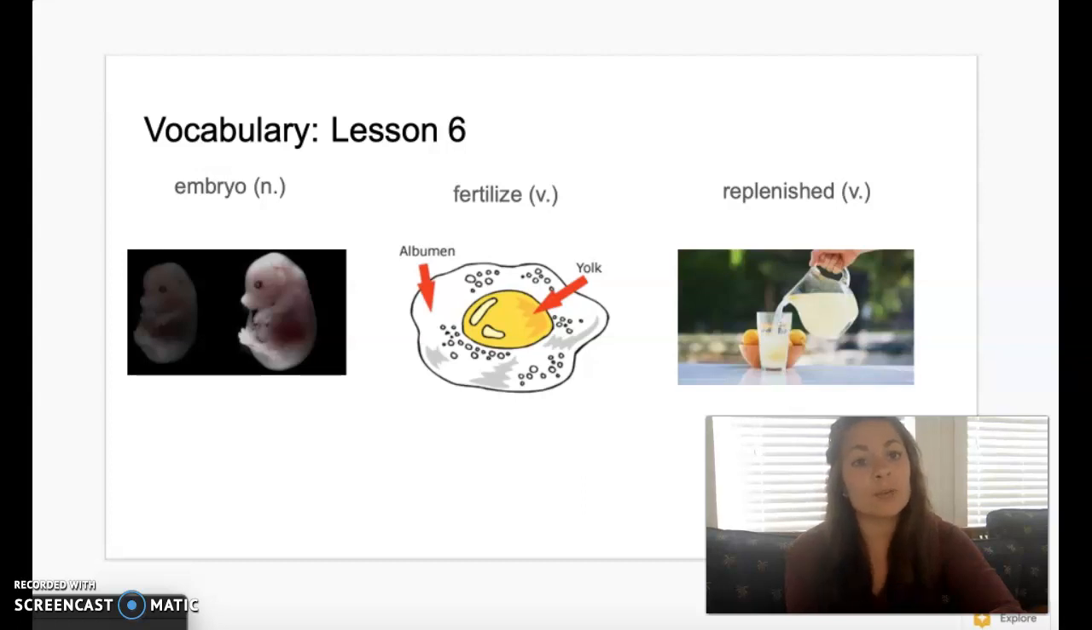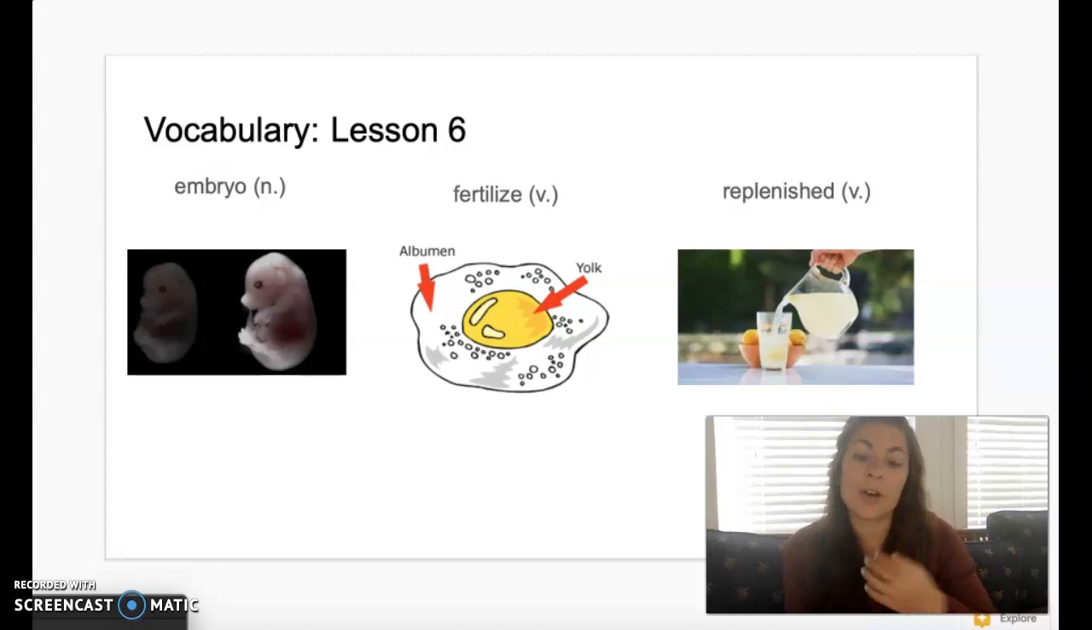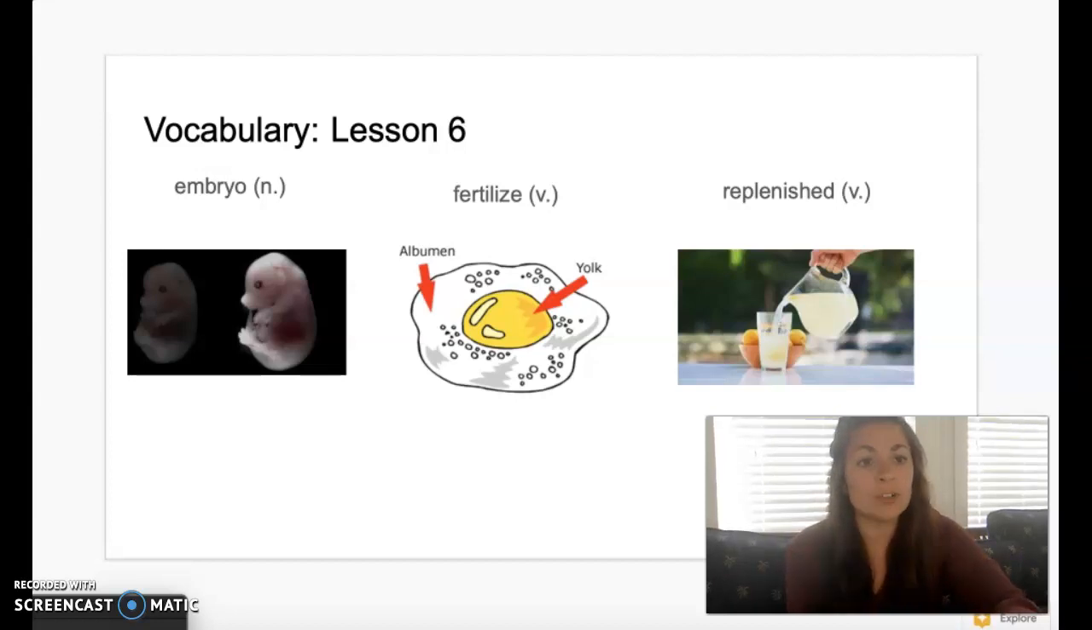Our first vocabulary word for today's story is the word embryo. Repeat after me. Embryo. Embryo is an unborn or unhatched animal early in its development. Our next vocabulary word is the word fertilize. Say fertilize. Fertilize means to make an egg able to grow and develop into a chick. Our last vocabulary word is the word replenished. Say replenished. Replenished means replaced or refilled.